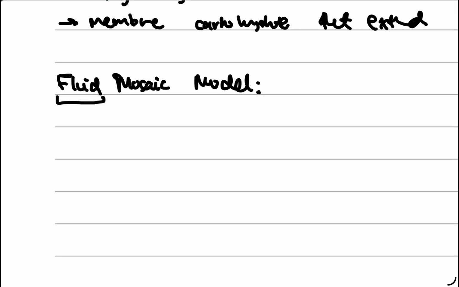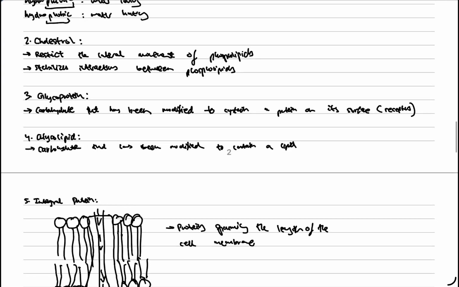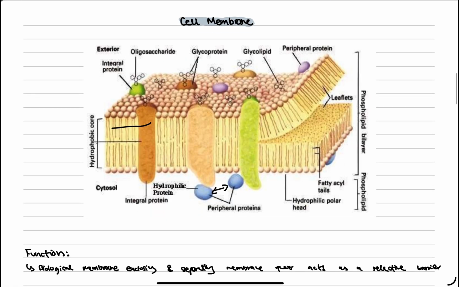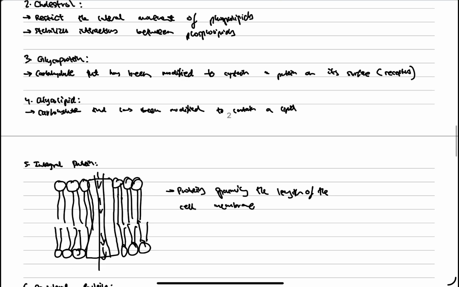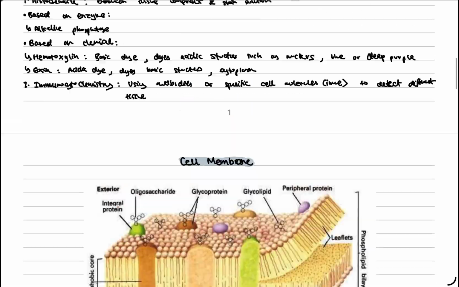Let's first go over fluid. Fluid means that it's moving, right? Moving model, and that's actually true. Obviously it's a still image, so you can't really tell, but they're consistently moving laterally. They're constantly moving. And it's called a mosaic because what is a mosaic? It has a bunch of components to it. It's really studded. So the reason we call it that is because it's studded with components. And as we refer to all these components, you can see here, it does kind of look like a mosaic.